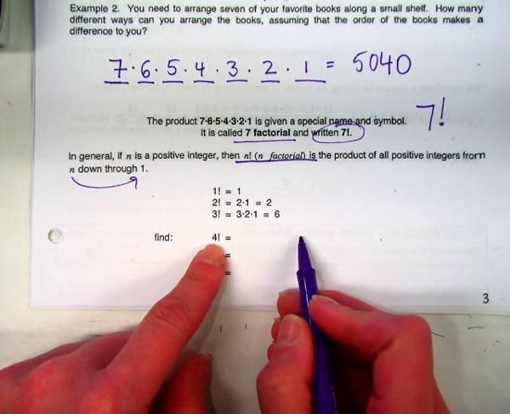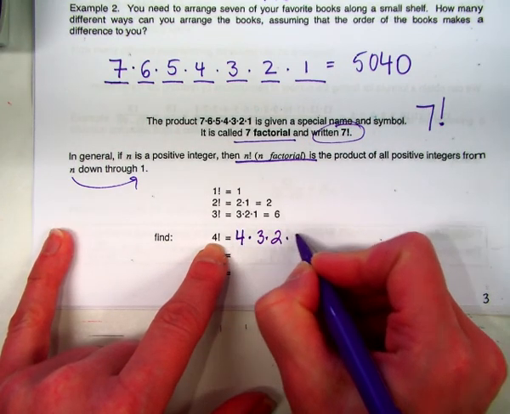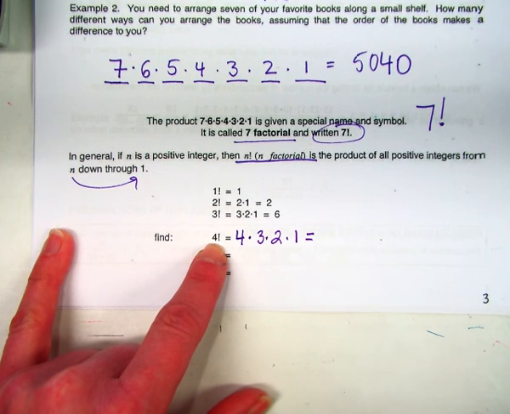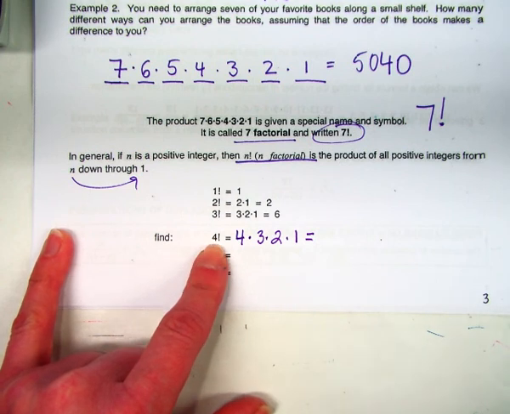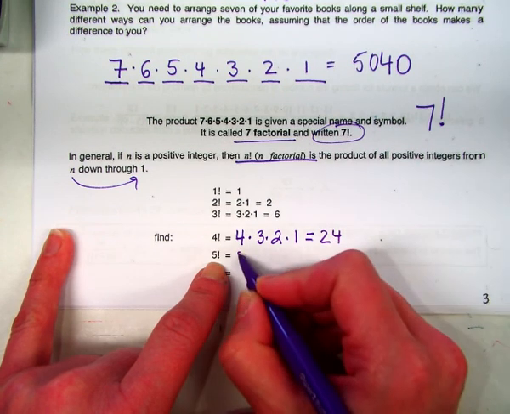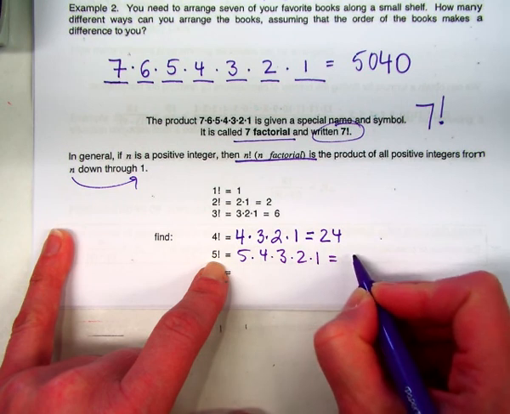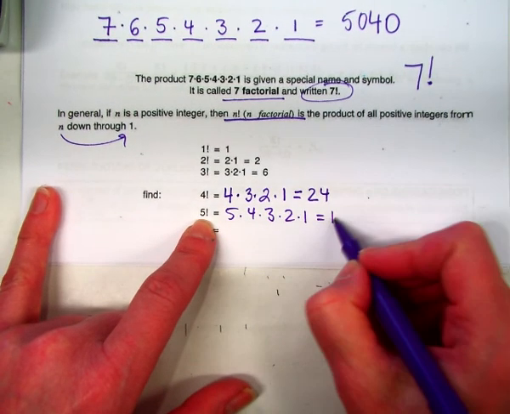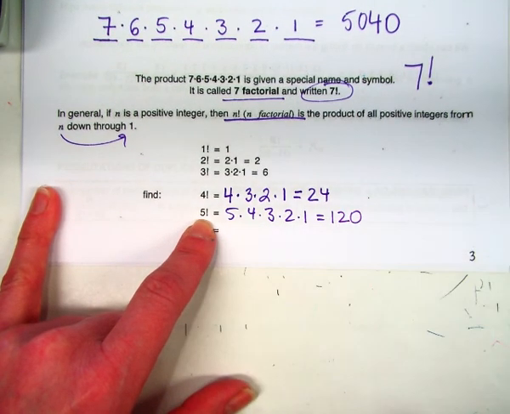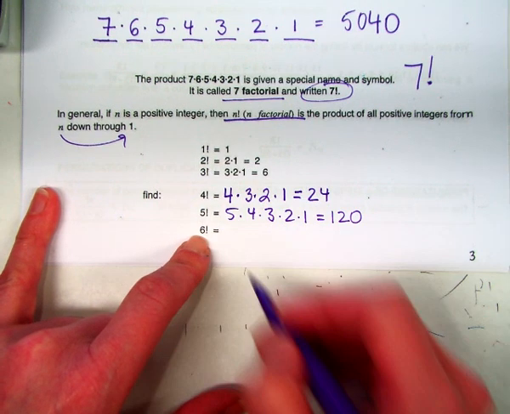Please write this out with me. So this would be 4 times 3 times 2 times 1. Figure out what that is. And then for 5, so for this we should have gotten 24. It's 5 times 4 times 3 times 2 times 1, which is... What about 6 factorial? What did you guys get?